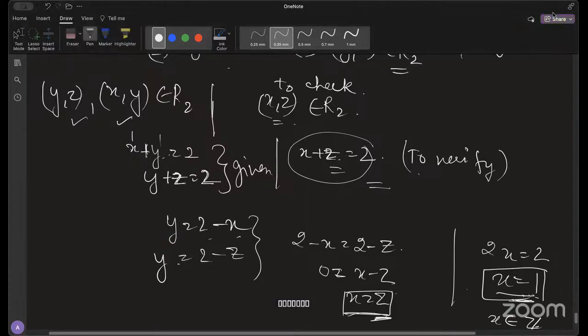Isn't R2 not transitive? No, it's not transitive. Okay. If there's any doubt from this question, then I can explain that again. Ma'am, yes ma'am, may you please repeat the transitive step for R1 once again?